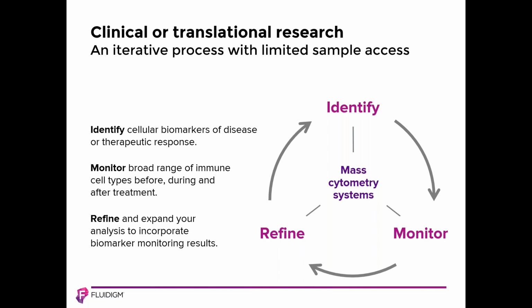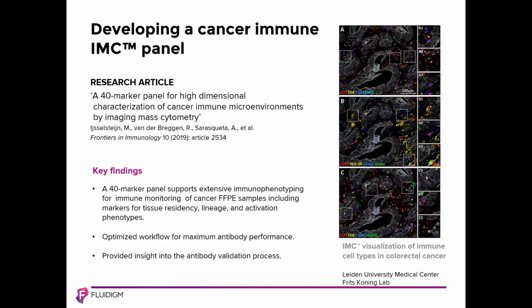Once biomarkers are identified, mass cytometry can continue to be used to provide monitoring of a broad range of cell types before, during, and after treatment. It is also possible to further refine and expand your analysis to incorporate biomarker monitoring results.